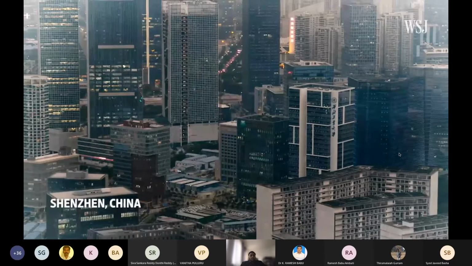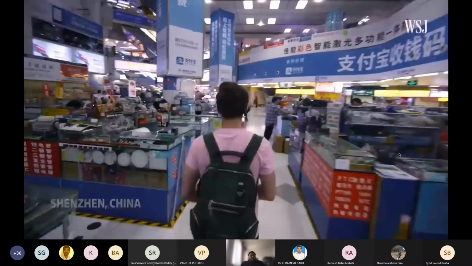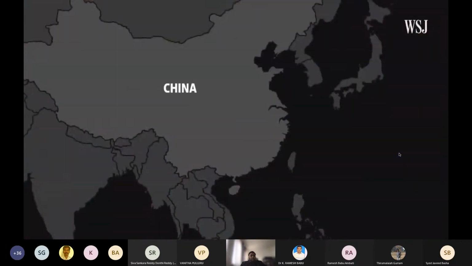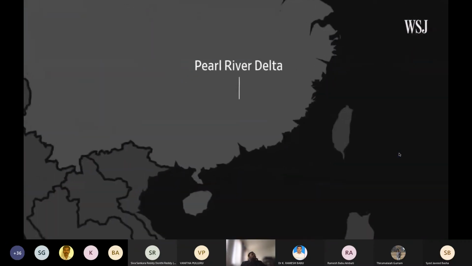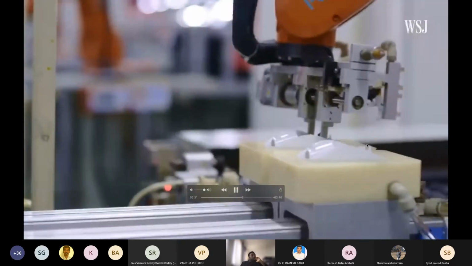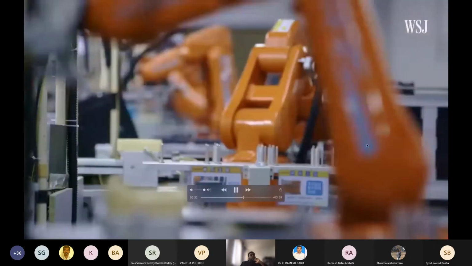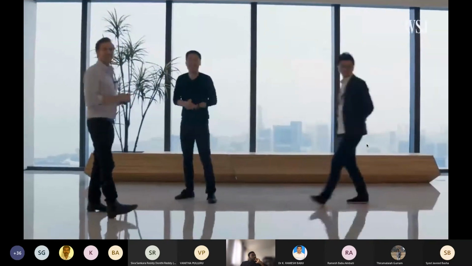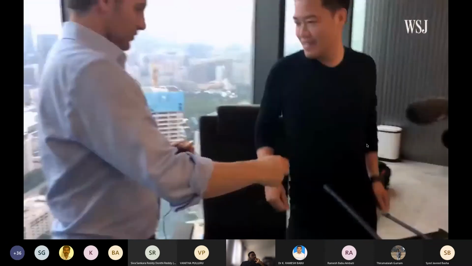To see the impact of industrial robots on manufacturing in China, we traveled to an area that's considered the electronics capital of the world, the Pearl River Delta region. Headquartered there is Rappu, China's largest keyboard and mice manufacturer. We asked the CEO why his company is making the move towards robotics.